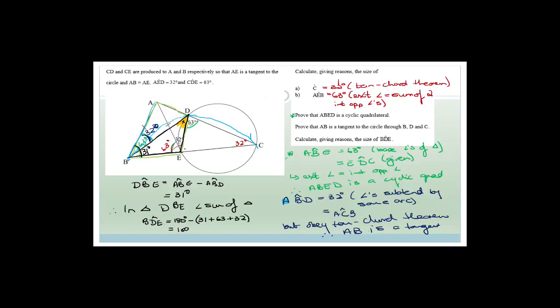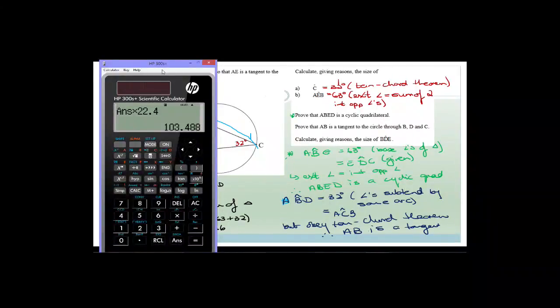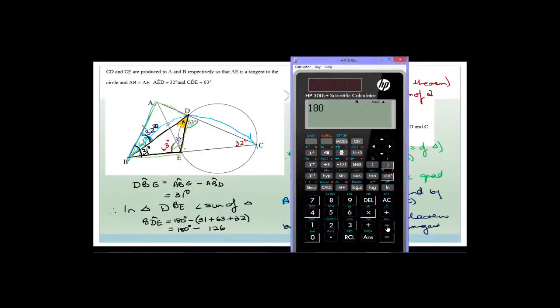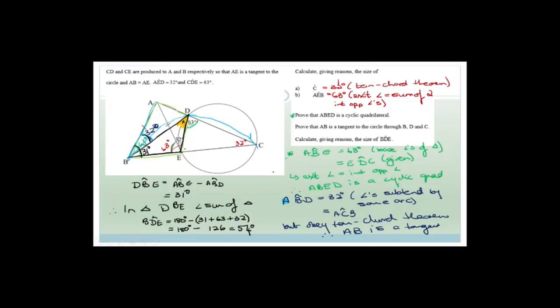Which is going to be 180 degrees minus, 3 and 3 is 6, and 6 is 12, so that's 120, and that's 4, 5, 6. And I don't know what that is off the top of my head. I can't believe I did that. Let's just go back. So then that would be 180 minus 126, which would be 54 degrees. So therefore, this is equal to 54 degrees. Not too bad. So therefore, this little angle is 54 degrees.